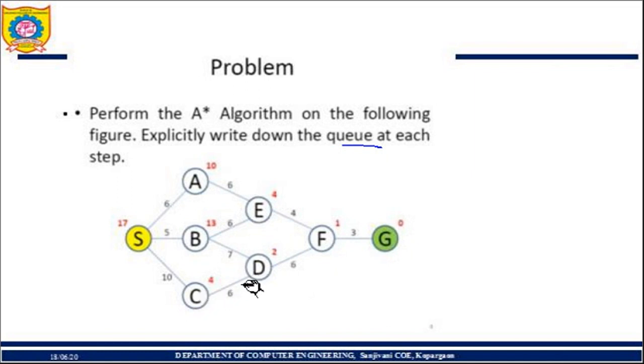Then I can go from C to D using 6, that is the cost in order to go from C to D. Cost for going from E to F is 4 and so on.